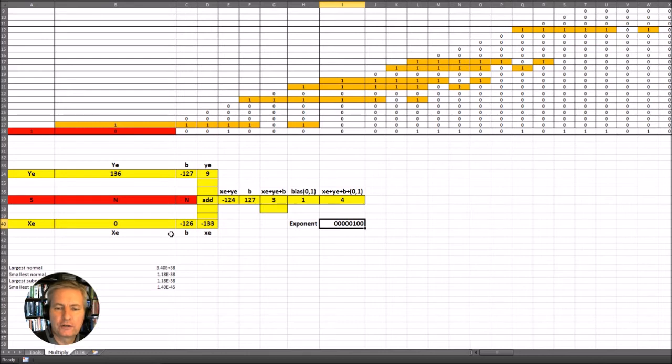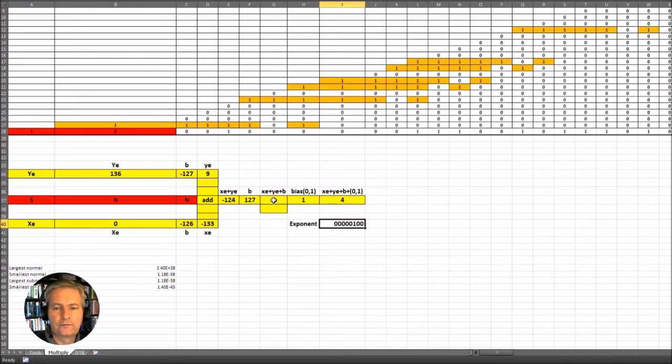But now we're going to change that, because what we're going to do is take that minus 126 and subtract off that leading zero count. So the leading zero count, if you remember, was a value of 7. So we subtract that off and we get a value of minus 133. When we add these two together, we get minus 124, and then we add on the 127 in order to get our biased exponent. So the biased exponent here is going to be a value of 3.